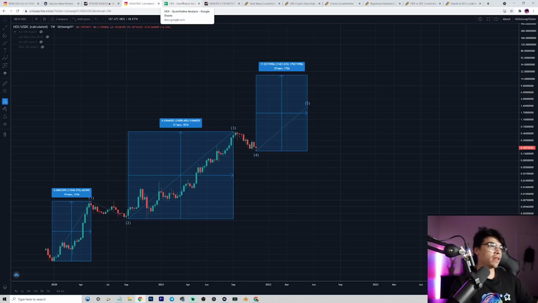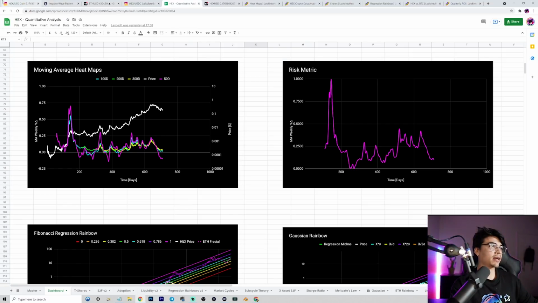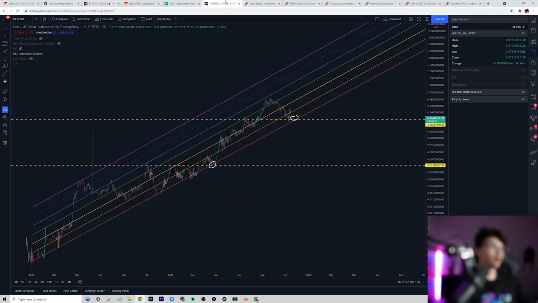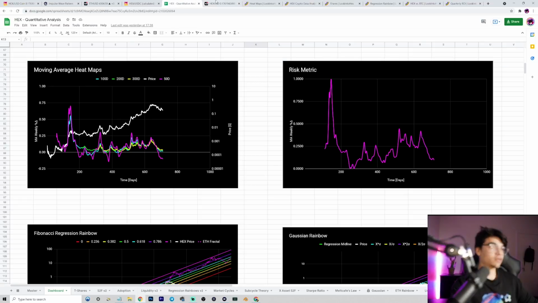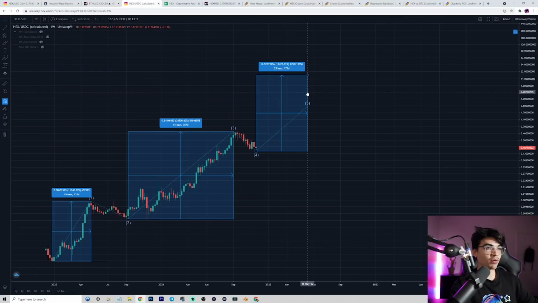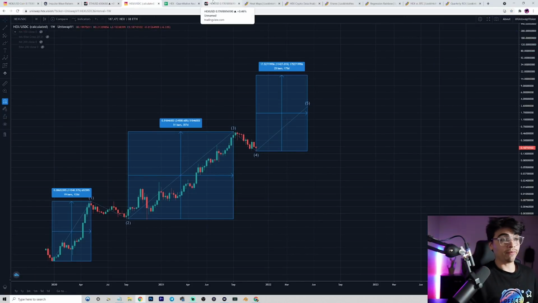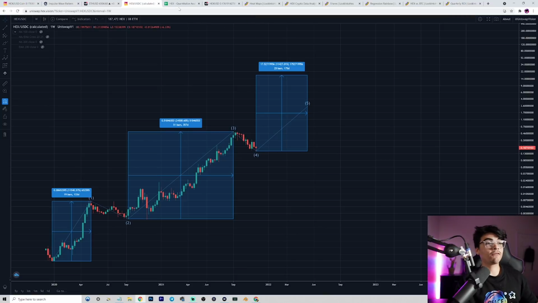But at that point, you'd want to sanity check against other models like the regression rainbow. And does the regression rainbow hit $20 in May? It does, right? So if we had a large wave 5 100x, we could be hitting $20 in May. I mean, that's a tall order, man. And we don't even have to get there for it to still be a bullish Q1 of 2022.